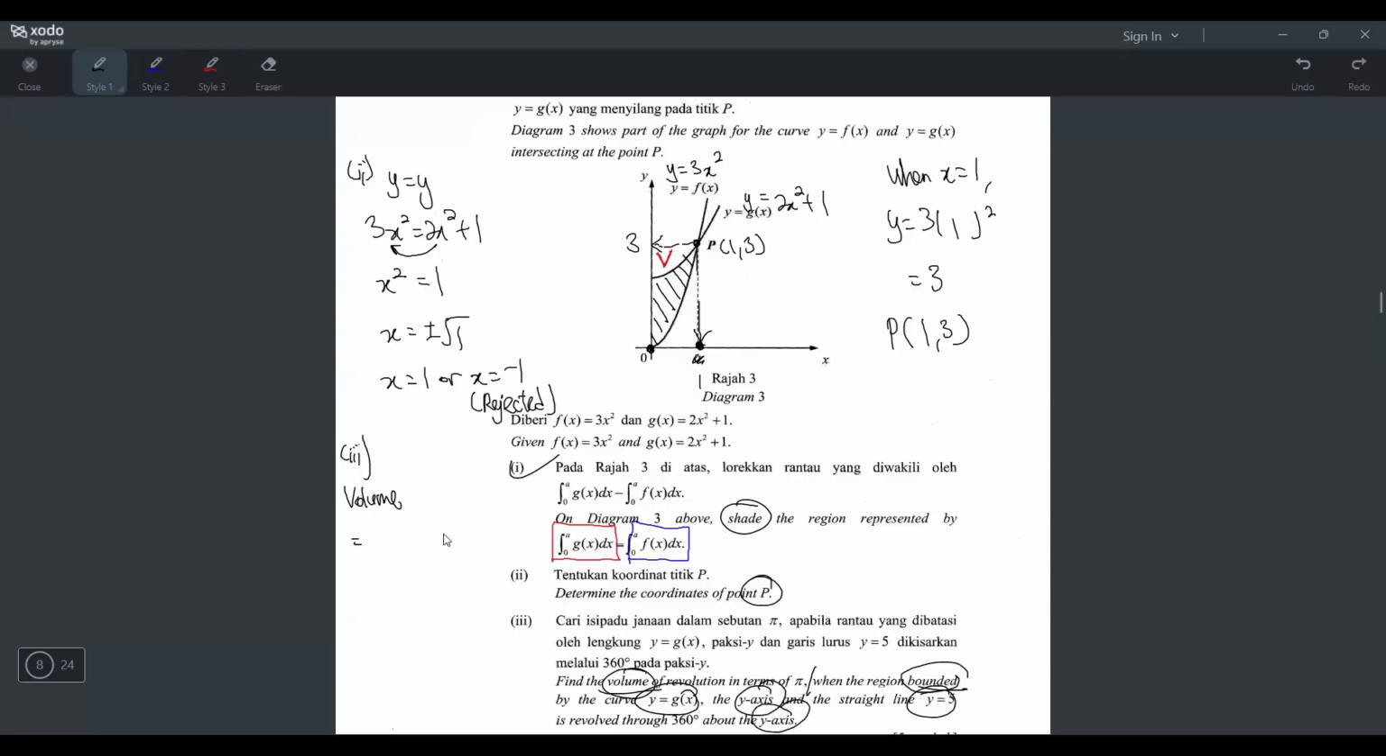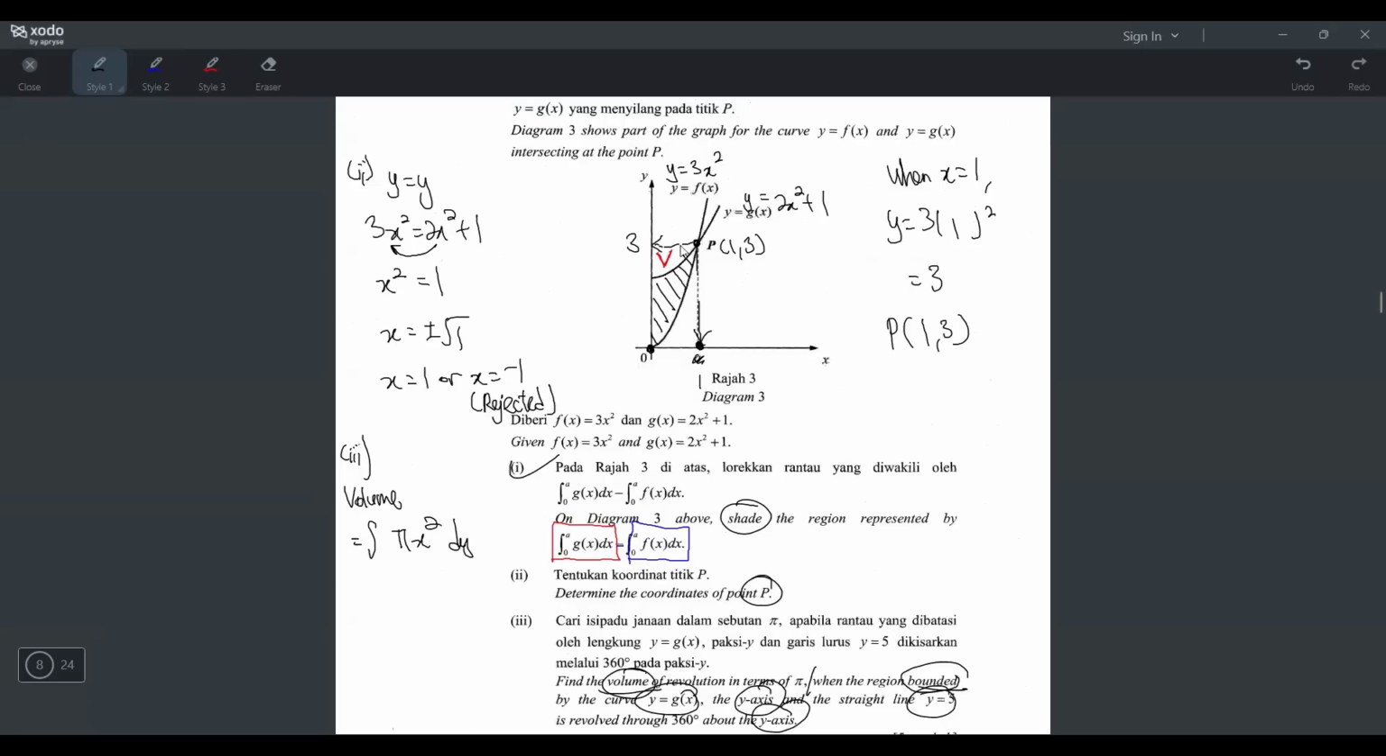So for volume, you cannot choose which axis you integrate on. If they say revolve about the y-axis, automatically it will be integrate dy. If they say revolve about the x-axis, then dx. But for volume, if this is dy, here will be pi x square, because that's how the formula works. If this is dx, then it will be pi y square. So if dy, it will be pi x square.